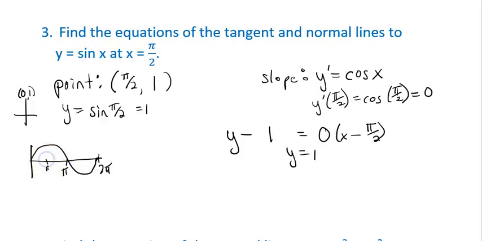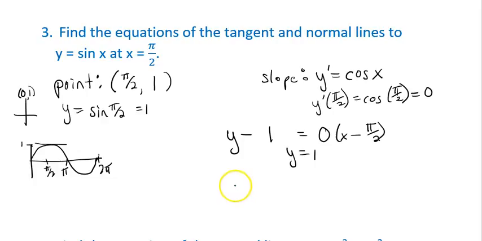And so at pi over 2, you are at the top of a hill and the tangent line would be horizontal there. So that slope of 0 makes sense. And the equation of that line, y equals 1, also makes sense because the highest that hill is at 1.